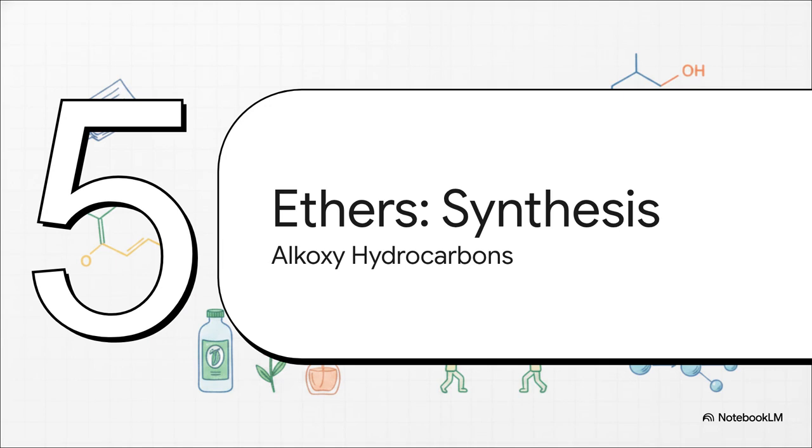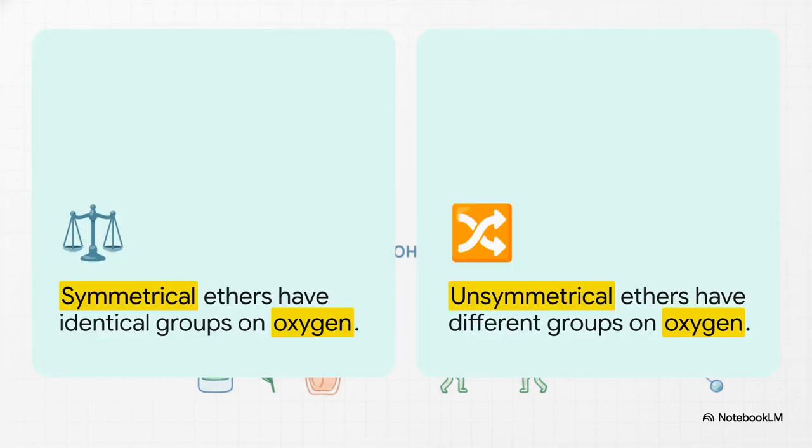And finally, Section 6, ethers, synthesis and cleavage. Let's talk about the alkoxy hydrocarbons. Ethers are beautifully simple to classify based on their structure. They are symmetrical if the groups attached to the central oxygen are identical, like having 2 ethyl groups in diethyl ether. If the attached groups are different, say an ethyl on one side and a methyl on the other, it's an unsymmetrical or mixed ether.